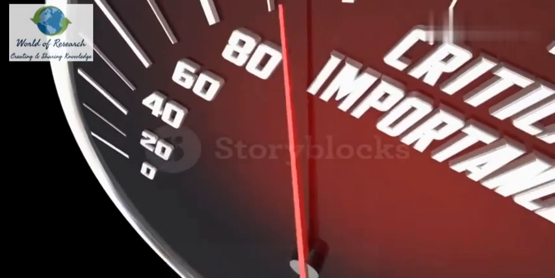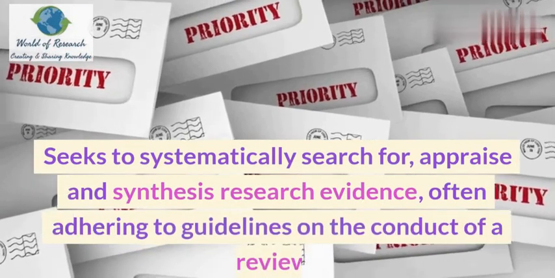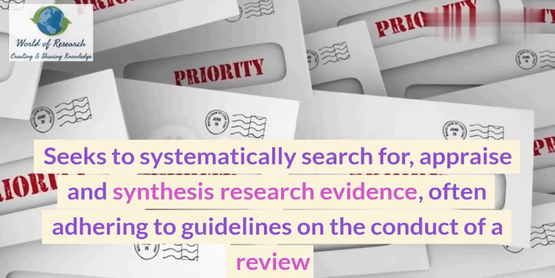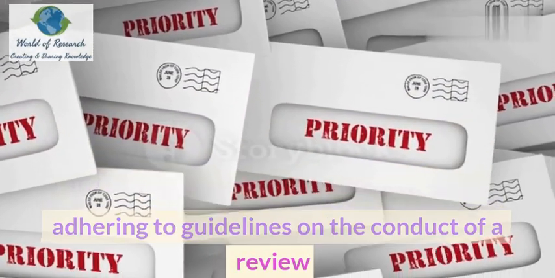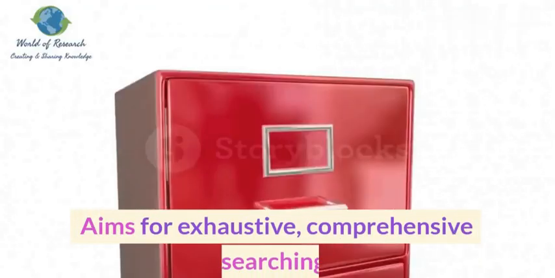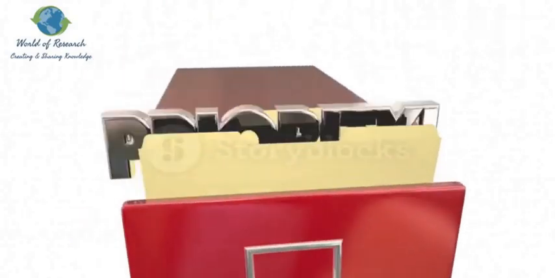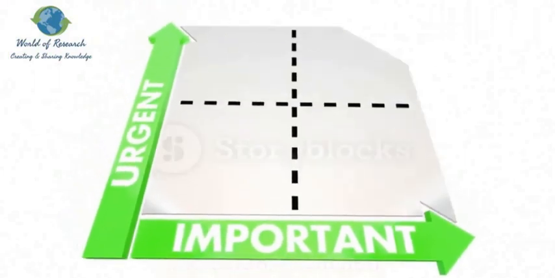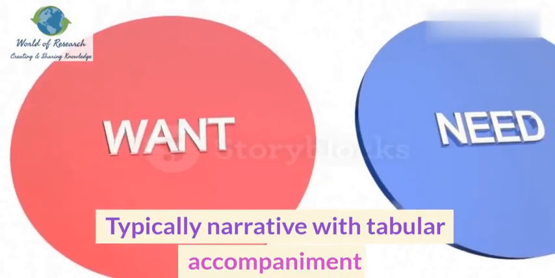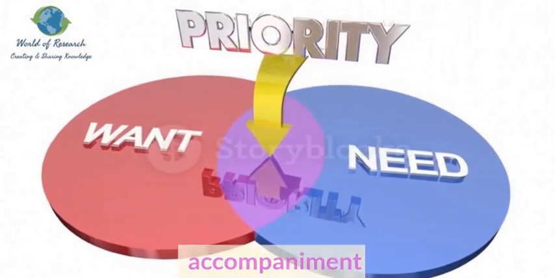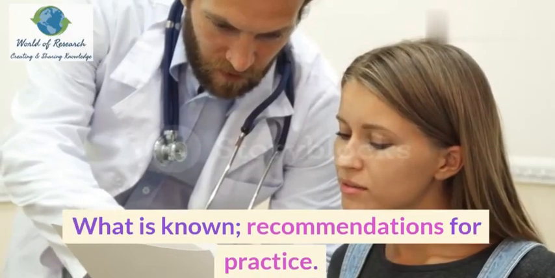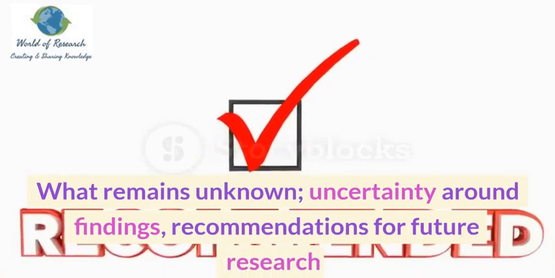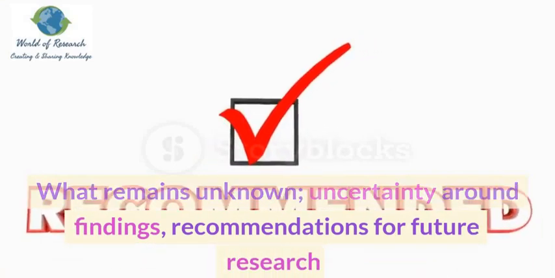Systematic review. It seeks to systematically search for, appraise, and synthesize research evidence, often adhering to guidelines on the conduct of a review. It aims for comprehensive searching. Quality assessment may determine inclusion or exclusion. Typically narrative with tabular representations. What is known? Recommendations for practice. What remains unknown? Uncertainty around findings, recommendations for future research.